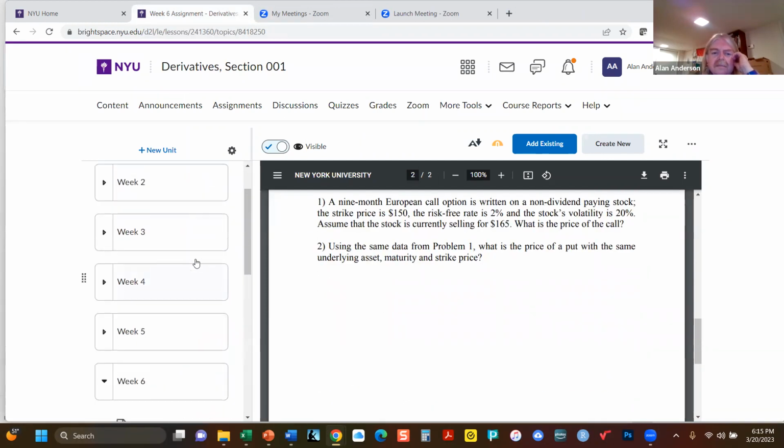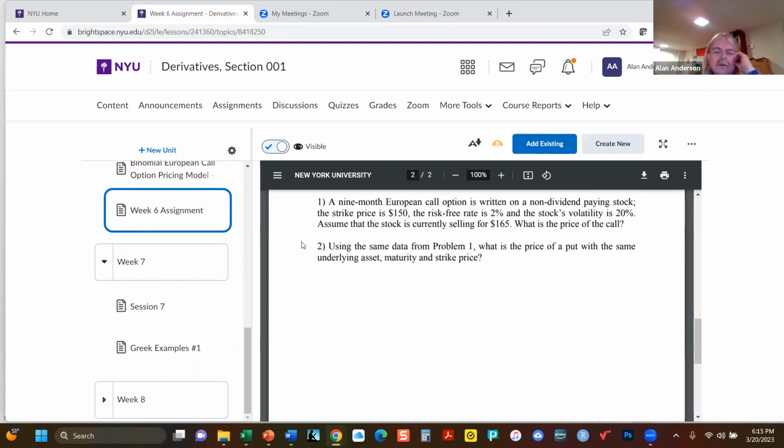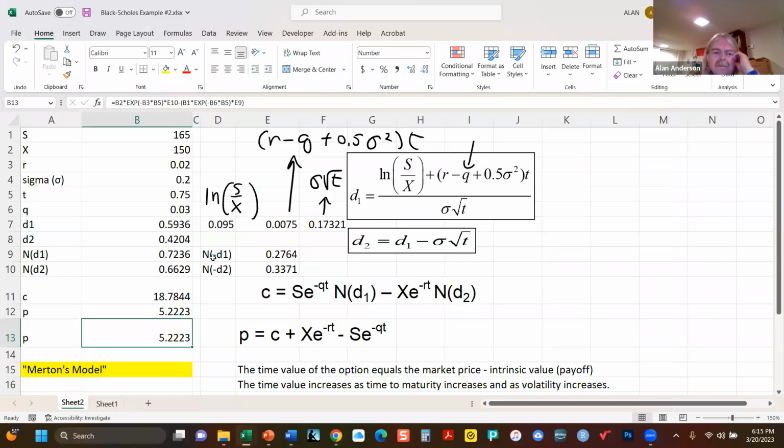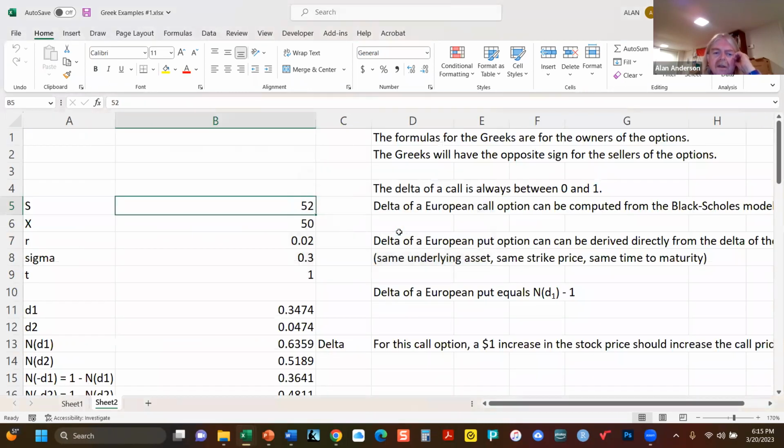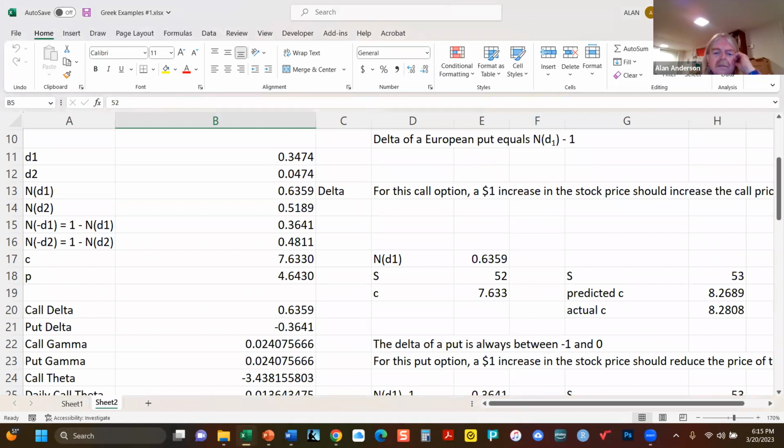So why don't we start with the Greeks? The Greeks are a very different subject because what you're really trying to do is understand how different factors affect the price of an option. And this is very useful for traders. It also gives us insights into how options work.